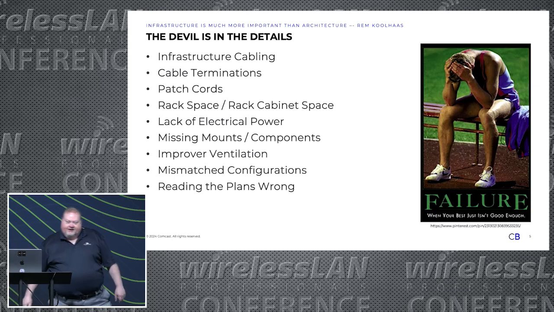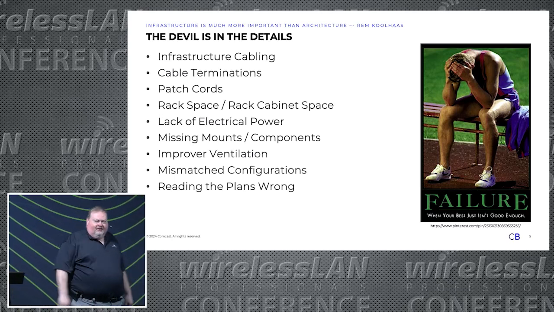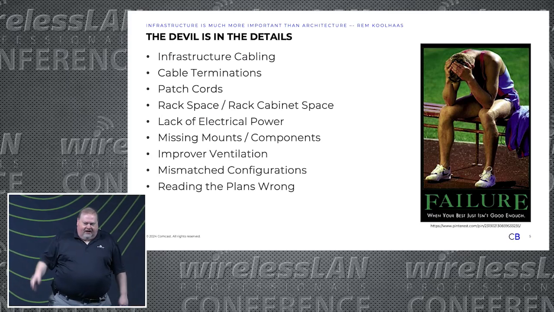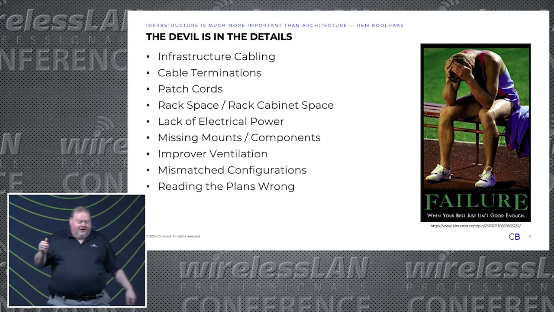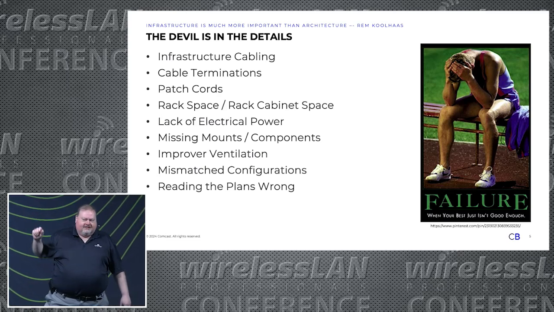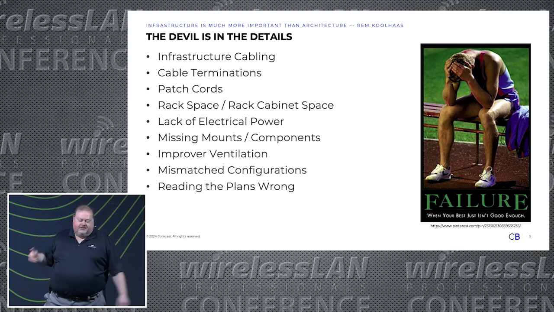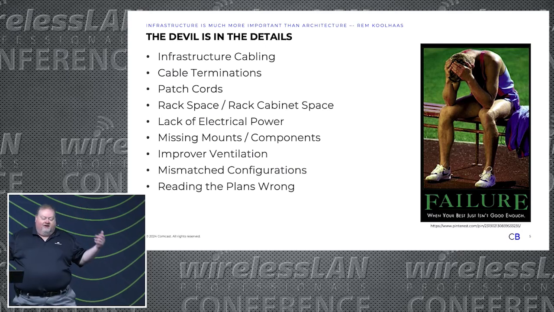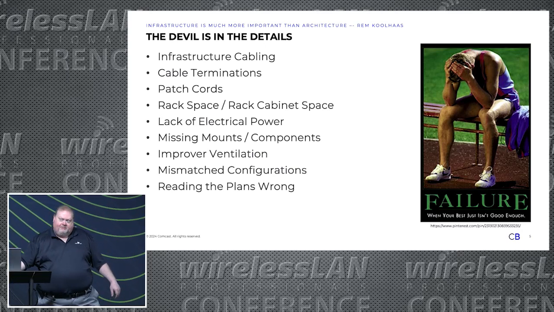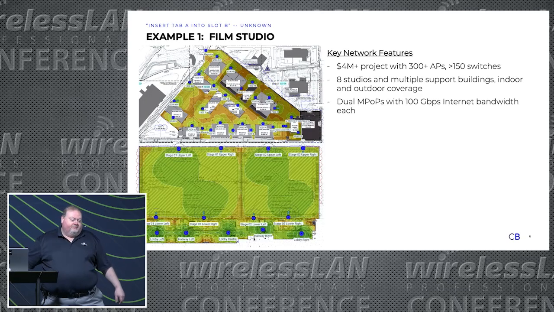But the devil is in the details, right? We all worry about access points. We all worry about switches, routers, making sure all our VLANs are set up correctly, and our IP scopes and DHCP scopes are all set up correctly. But the stuff that we tend to not worry about is the stuff that kills you on a project, right? Infrastructure cabling, terminations, patch cords, rack space, electrical power, mismatch configurations, and even reading the plans wrong, which I'll show you an example of. So I'm going to go through a series of examples.